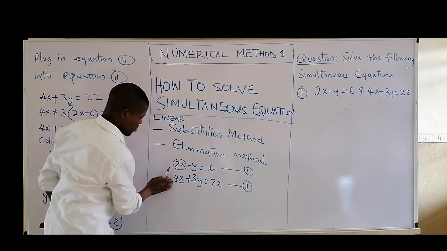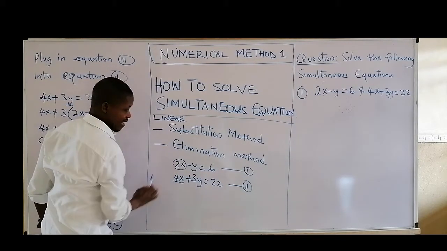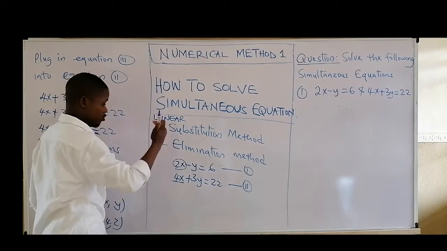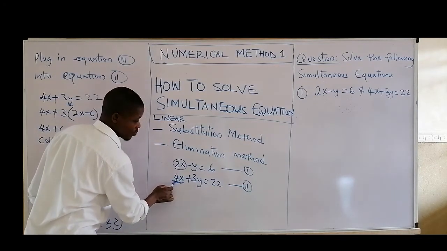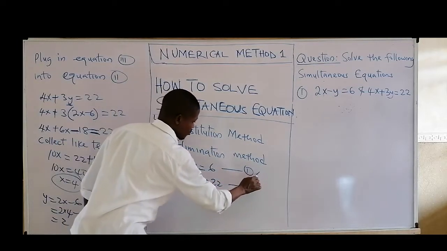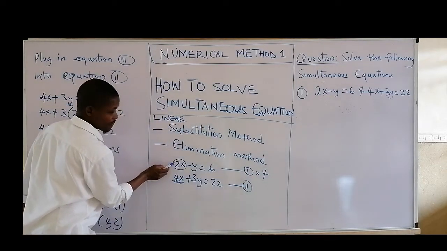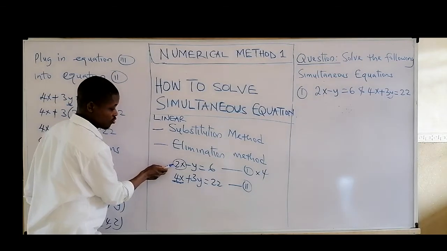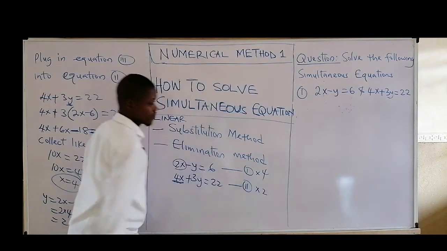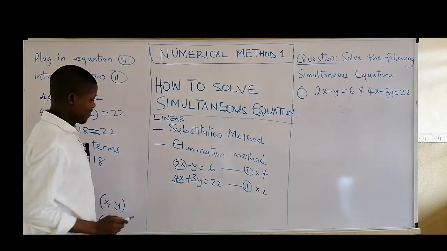Since we want to make the x values the same in the two equations, let's get the coefficient of x here, which is 4. So equation 1 times what? Times 4. The coefficient of x here is 2, so equation 2 times 2. Let me repeat myself again.